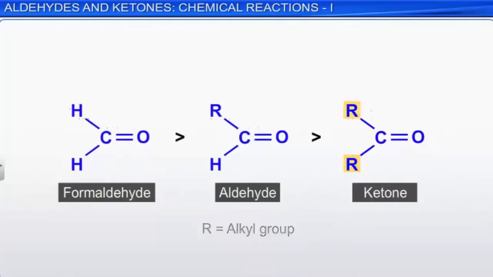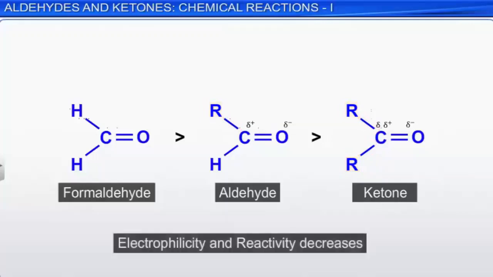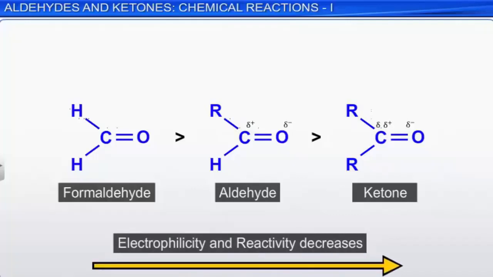Electronically, alkyl groups are electron-releasing groups that release electrons and stabilize the carbonyl carbon by reducing the magnitude of positive charge on it. Hence, the electrophilicity of the carbonyl carbon, and therefore the reactivity, decreases with an increase in the number of alkyl groups.